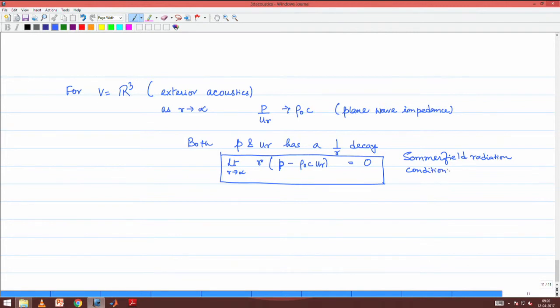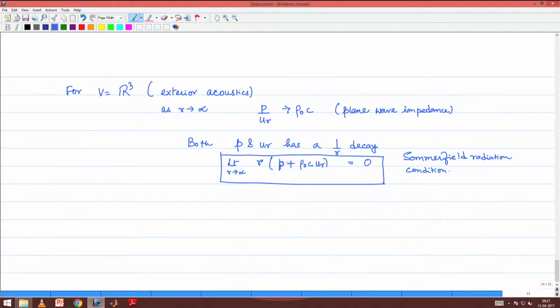Okay. So, the Sommerfeld radiation condition is given mathematically by this, but this is just an intuitive proof of what a Sommerfeld radiation condition is. Basically, it is a condition which implies that far away from the source you should have the plane wave impedance getting satisfied, and the mathematical form of it also accommodates for the fact that both the pressure and the radial velocity have a 1 by r decay. So, that brings us to the Sommerfeld radiation condition.